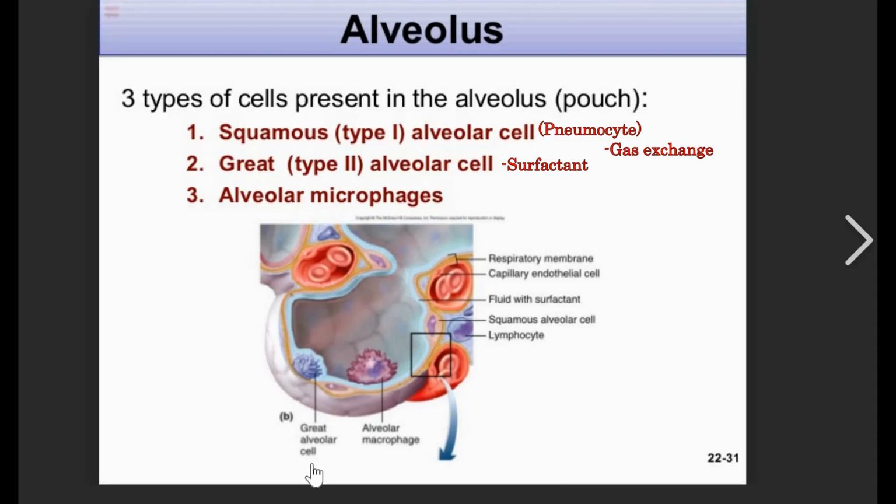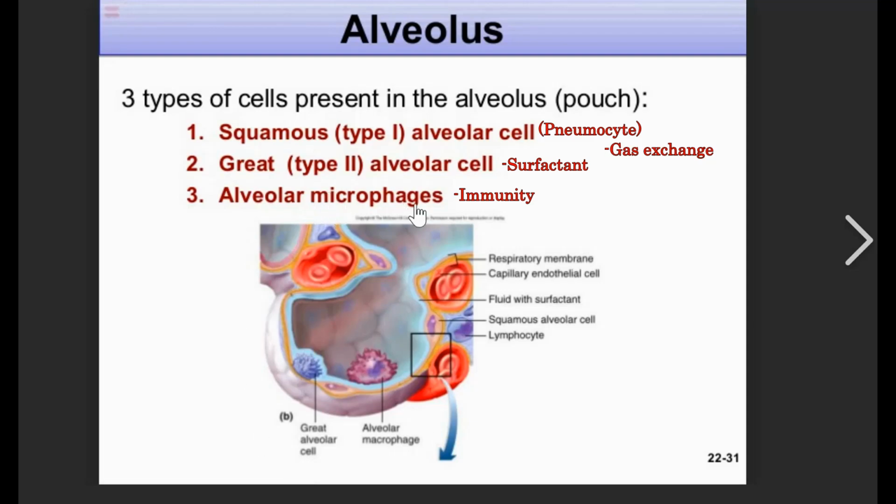What is surfactant? When the air is exhaled out through the respiratory system, the surfactant which is produced by the alveolar cells prevents the alveoli from collapsing. It decreases the surface tension and keeps the lung alveoli open. It prevents lung collapse. That's the function of the surfactant, and it is produced by the type 2 alveolar cell.